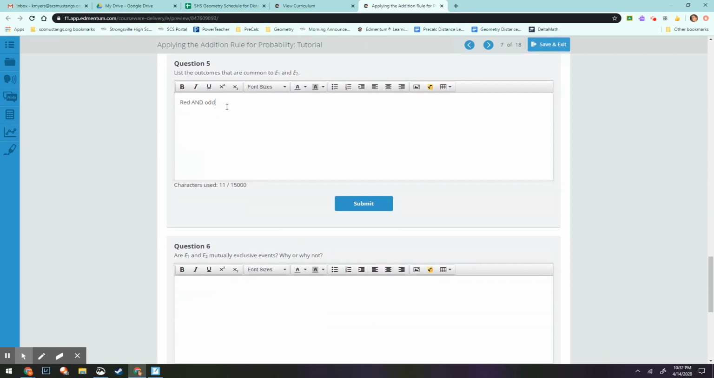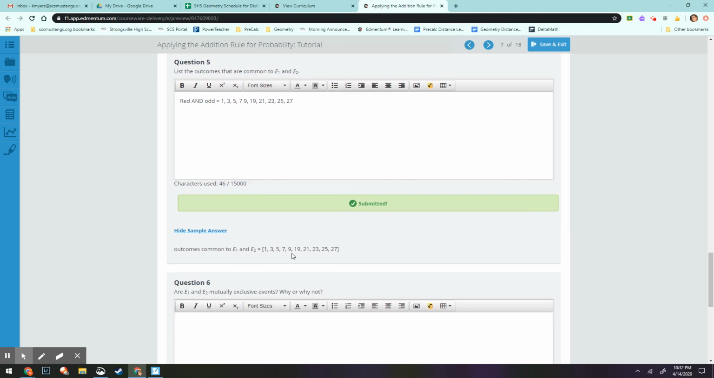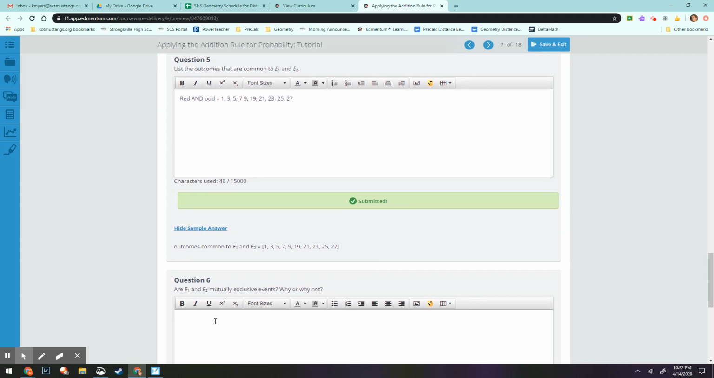Now, where are we at right here? Okay, you could list all of those out, and that would be 1, 3, 5, 7, 9, 19, 21, 23, 25, 27. You can double check that. Good. We have found all of the ones that are red and odd. Are they mutually exclusive? The answer is no, because if we are able to find ones that are both red and odd, then they are not mutually exclusive.